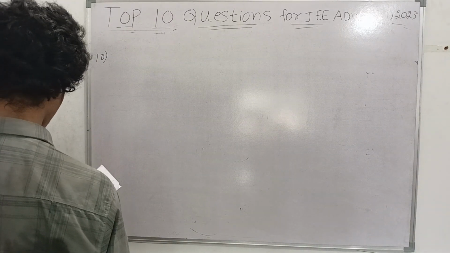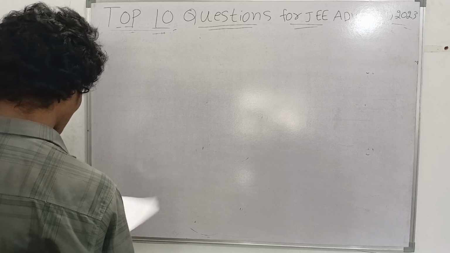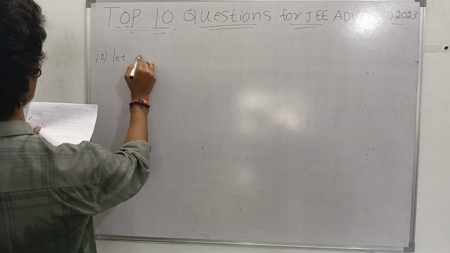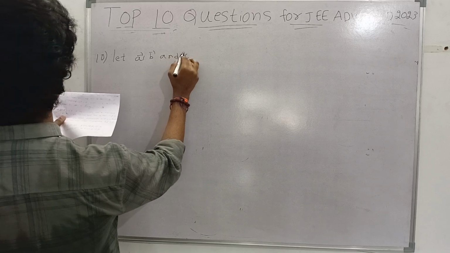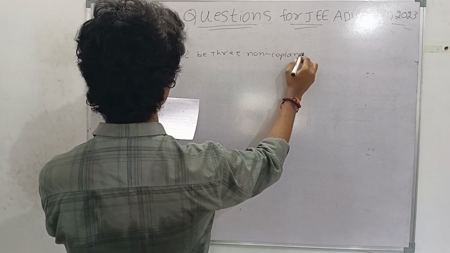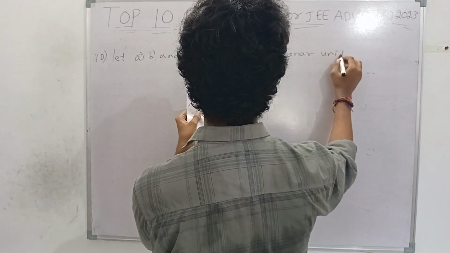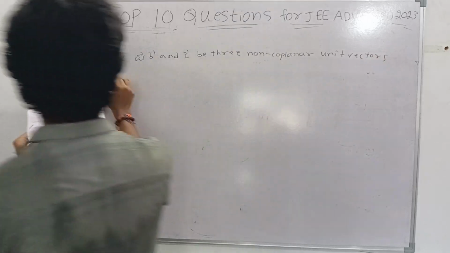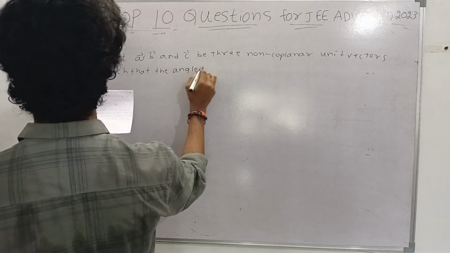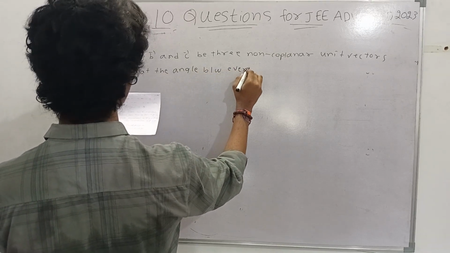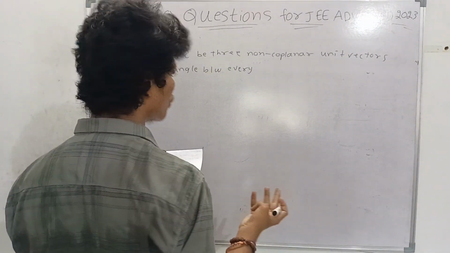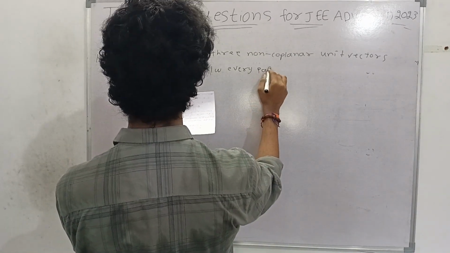Now the final question. Final question, guys. It may be a tedious question, but I will try to solve. Let a vector, b vector and c vector be three non-coplanar unit vectors such that the angle between every pair. Remember guys, this every pair concept is coming repeatedly. Up to now I have solved 4 questions on the every pair concept. It is very important to understand these things.